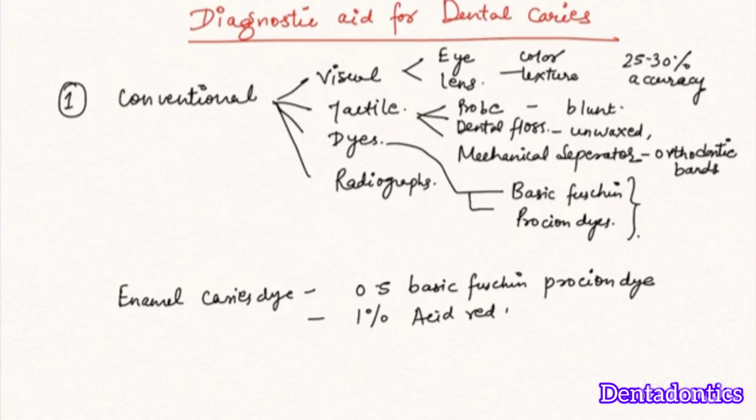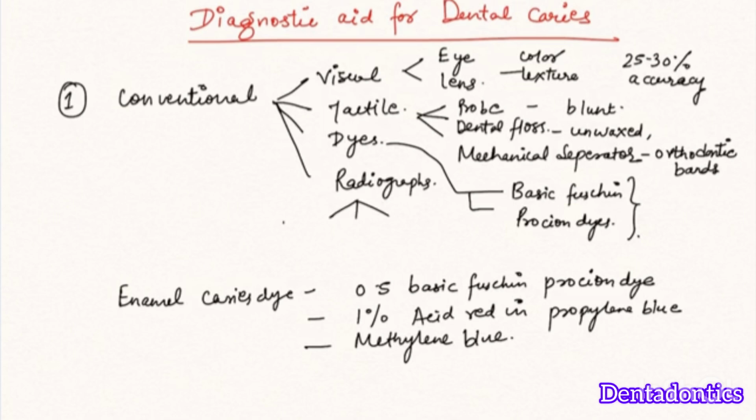Now coming to the radiograph, we have intraoral periapical radiograph, that is IOPA, bite wing radiograph and xeroradiography. IOPA, as we know, is the conventional method and the accuracy rate is 40 to 65%, whereas bite wing radiograph determines the proximal caries. So this was all about conventional diagnostic aids.